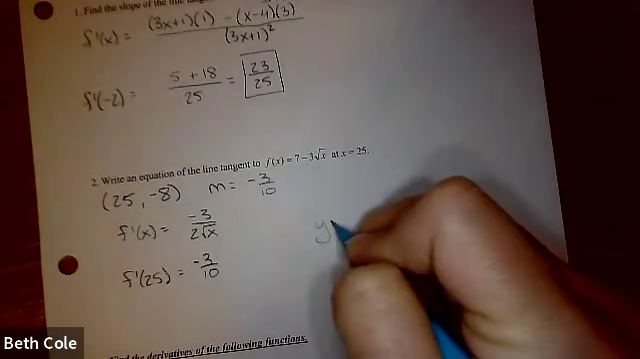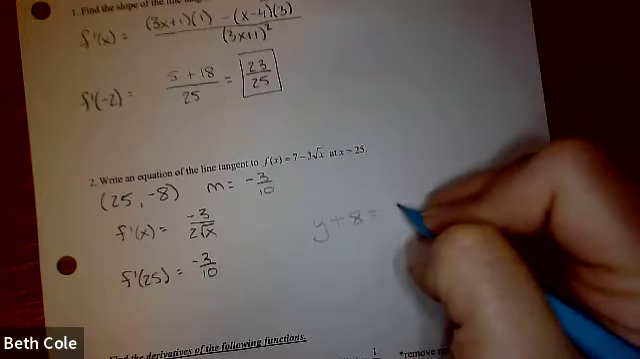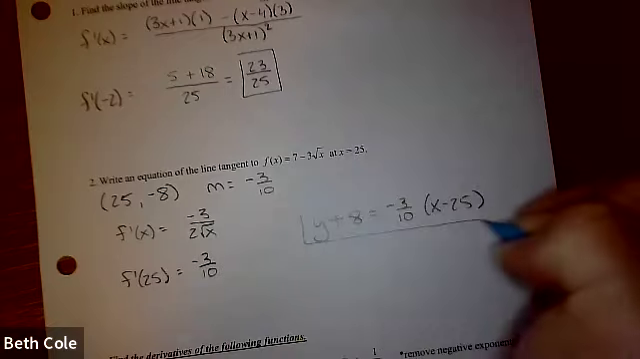And then we're going to just put it all together into our equation. It would be y minus -8, so y plus 8 equals our slope, and then x minus 25.